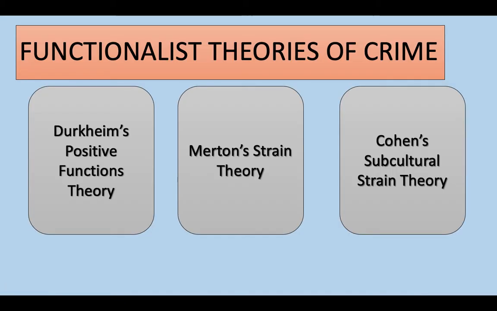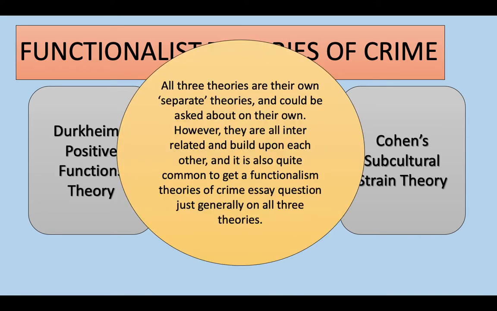Okay. So, functionalist theories of crime. We've got Durkheim's positive functions theory, Merton's strain theory, and Cohen's subcultural strain theory. All three theories are their own separate theories and could be asked about on their own, okay? They are, however, all interrelated and build upon each other, and it is also quite important to get a functionalist theories of crime essay question just generally on all three theories. So I will be setting you these essays anyway next term.